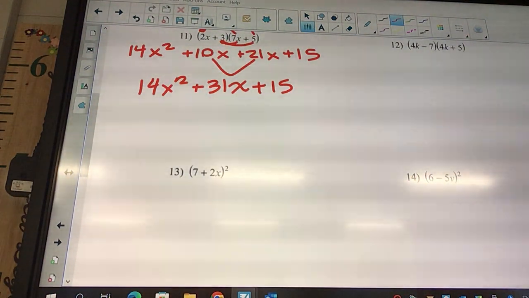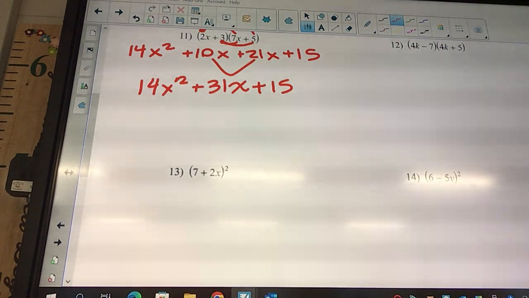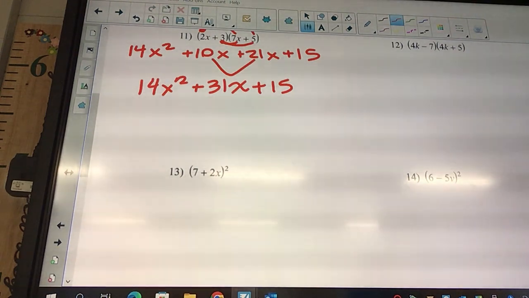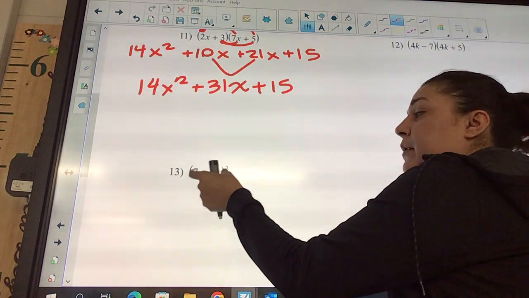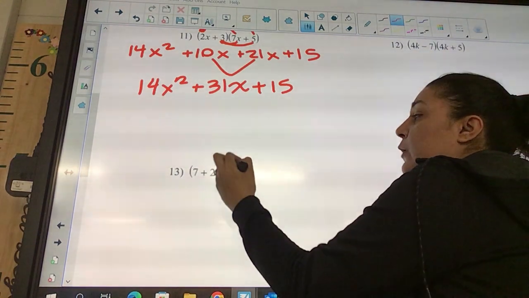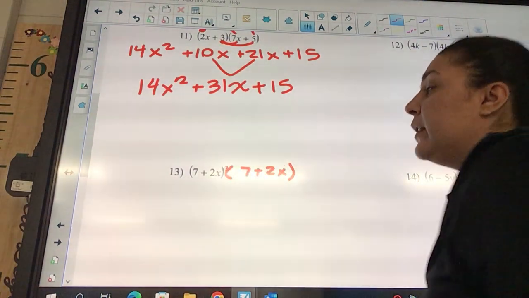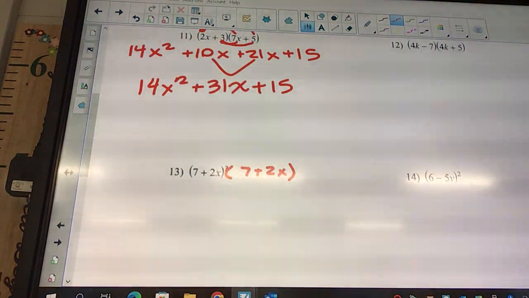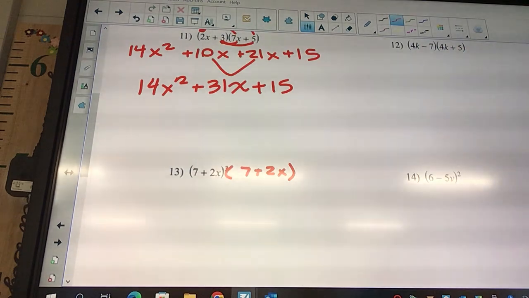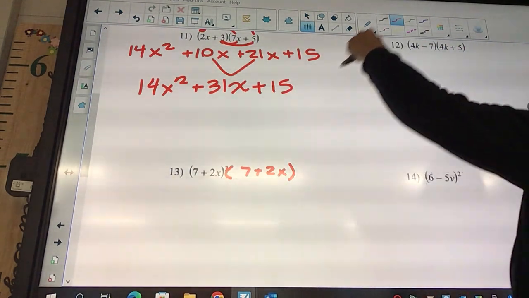Okay, what does it mean to be squared? Times itself. This says 7 plus 2x squared, so that means you're going to write this thing 2 times. It's already written there once, so I'm going to write it the second time. If it had a 3 there, we would have to write it 3 times, so 2 more. If it had a 4 there, then we'd have to write it 3 more times, so that way there'd be 4. But other than that, you're still going to do it just the way you did before.